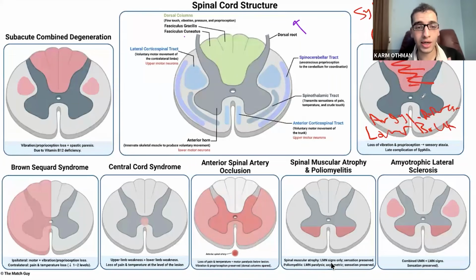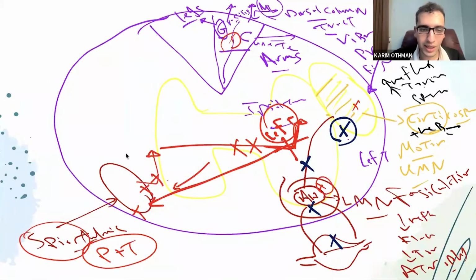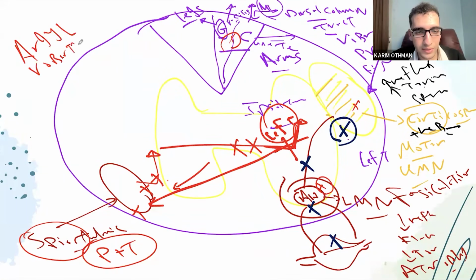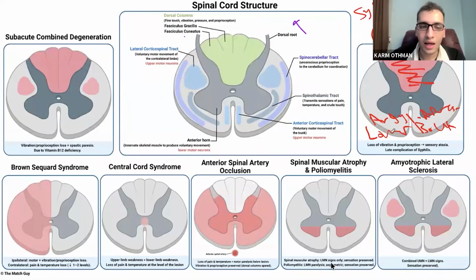Do you know, guys, what is Argyll Robertson pupil? Something called Argyll Robertson pupil. What do you think? Most of the time, Abdullah, it's in the tertiary syphilis. Yes. Argyll Robertson pupil, guys, is usually an eye that accommodates but does not react. It has normal accommodation reflex, but it doesn't react to light. Once you see this Argyll Robertson pupil, you start to think about neurosyphilis and you start to think about tabes dorsalis. Okay, so that's for tabes dorsalis.